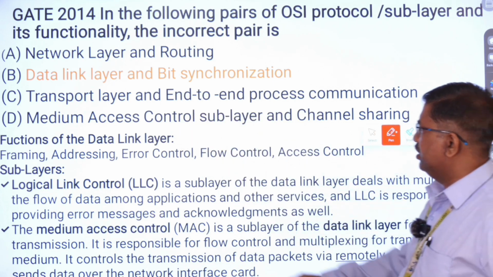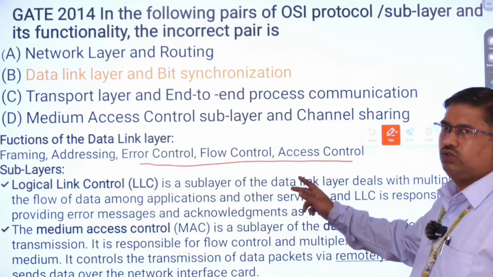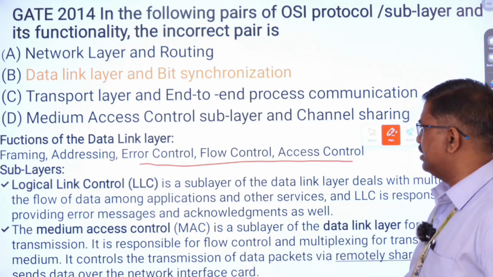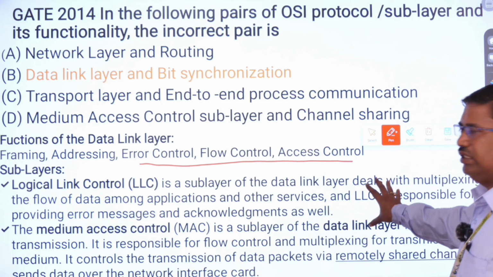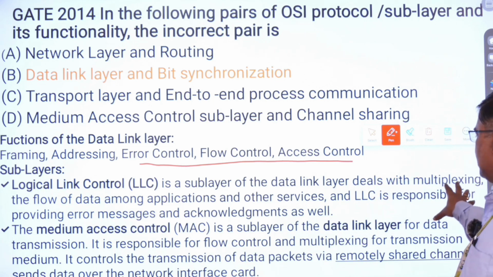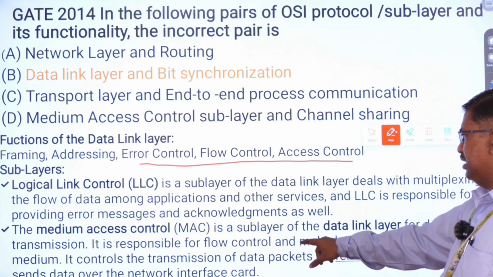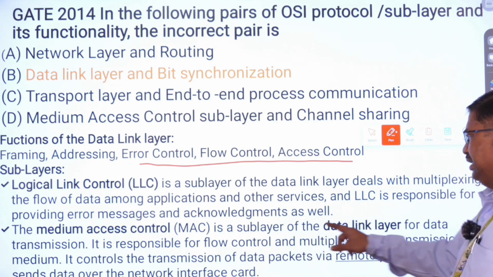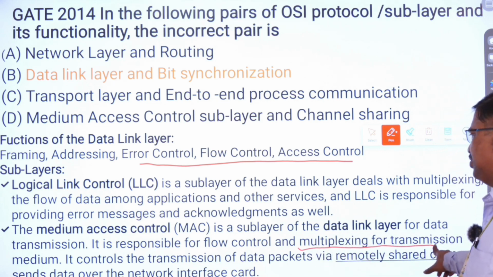So these are the functionalities of the data link layer. There are two sublayers in the data link layer: logical link control and medium access control, MAC. Logical link control is a sublayer of the data link layer that deals with the multiplexing and flow of data. And medium access control is a sublayer in the data link layer for data transmission. It is also responsible for flow control and multiplexing for transmission.